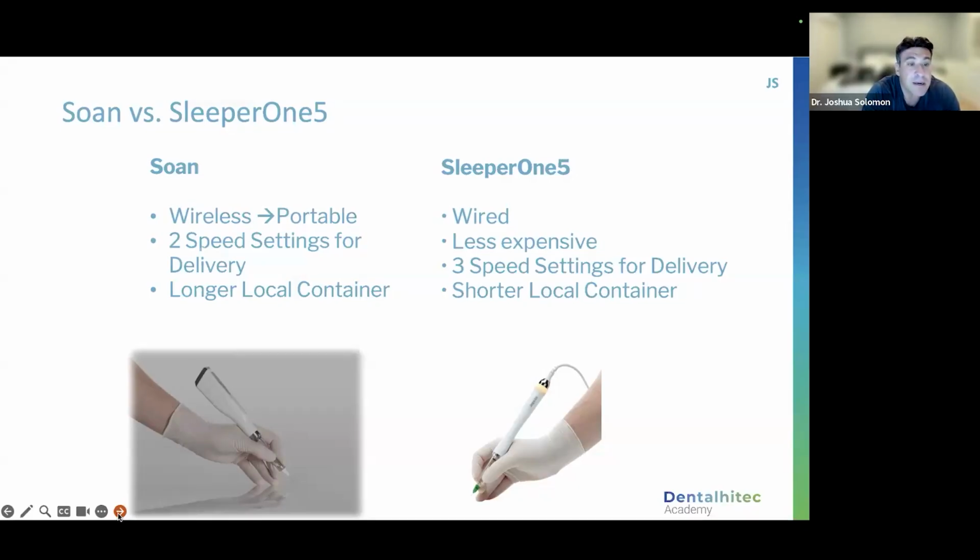I love the SleeperOne. I find it's a little less heavy. I like that I can see the light all the way around it. I actually have it wired into my chair, so it's super smooth. I can pick up my SleeperOne as fast as I can pick up a handpiece and put it right back down. The SOAN is portable, and it really is one of those things. Yes, you can carry it from operatory to operatory.